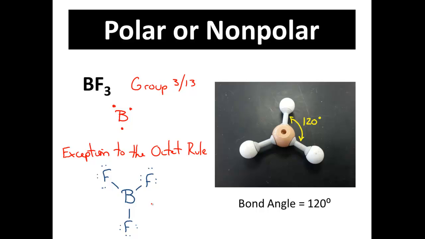BF3, boron trifluoride. The bonds on these are very, very polar, but is the molecule polar? In this case, the molecule is nonpolar because it is a symmetrical shape. No matter how you spin this, it's always going to look the same.